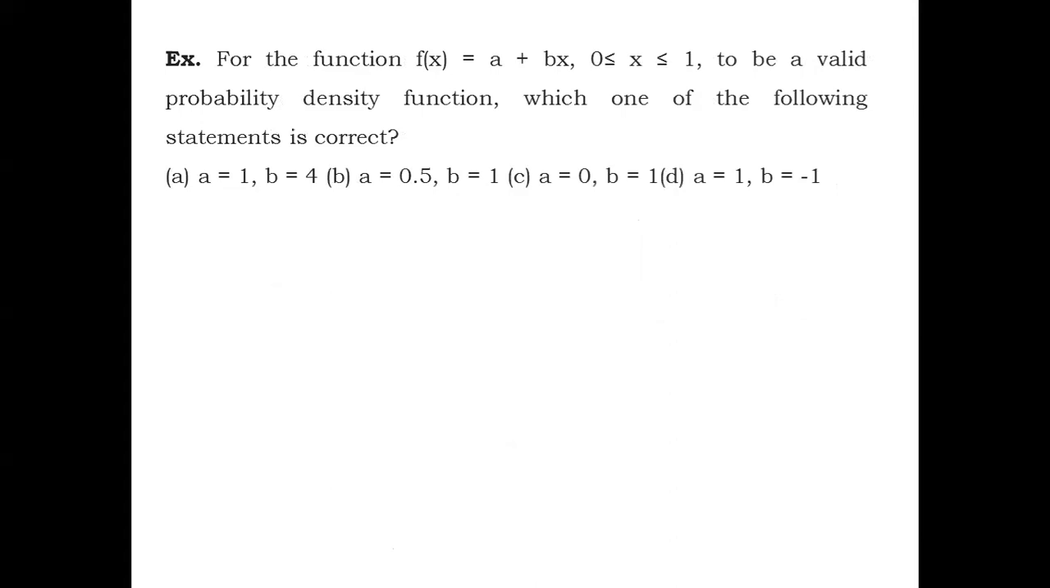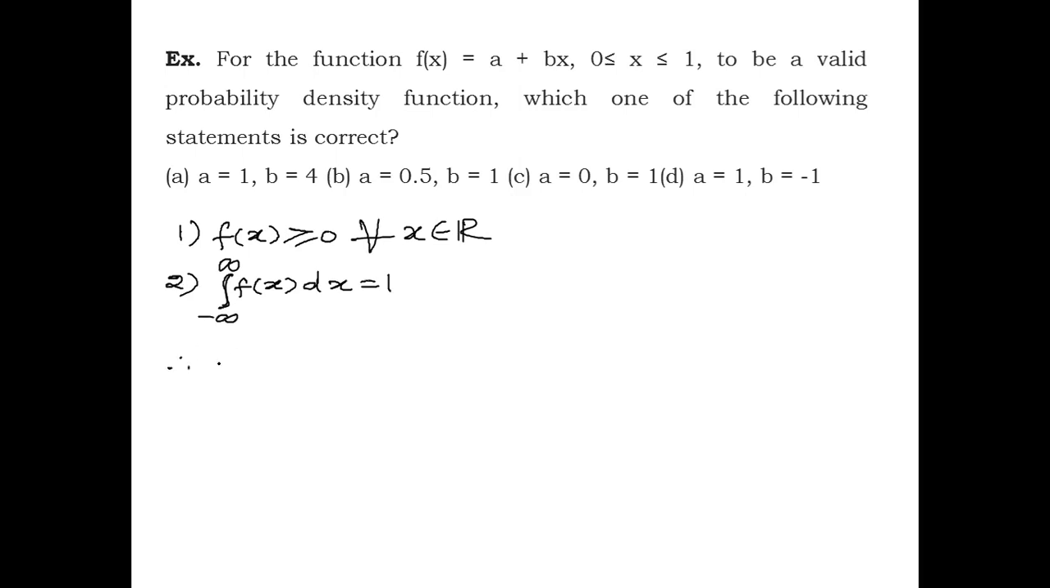For the function f(x) equal to a plus bx, with x lying between 0 and 1, to be a valid PDF, which of the following is correct? So again, the definition: for it to be a valid probability density function, the first condition is f(x) must be greater than or equal to 0 for any real value of x. We are not going to get something fruitful from condition 1, so let us use condition 2: integration from minus infinity to plus infinity of f(x) dx is equal to 1.